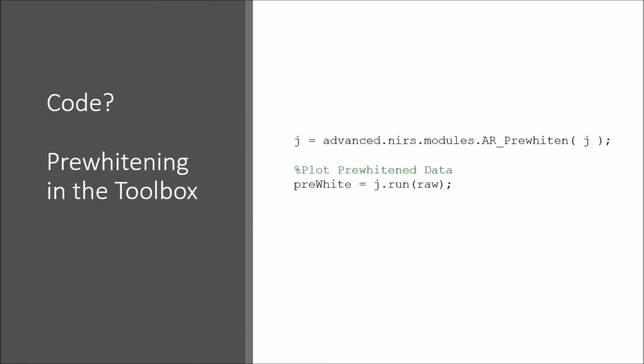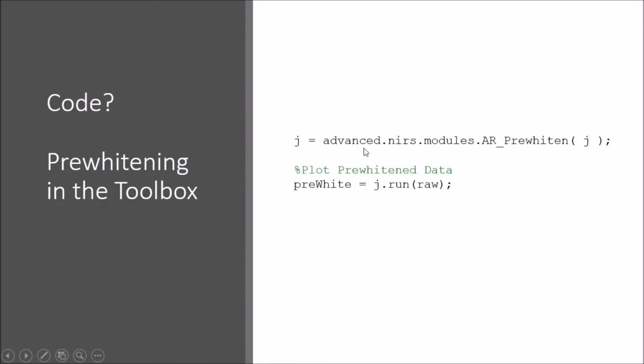The code itself in the toolbox, so the previous code was actually just to show the actual information, but to actually implement it in the toolbox, you would run this code here. Basically, you take whatever pipeline you have. If you don't have a pipeline, the J over here would be an empty value, but here we've implemented it, and we've saved the output as the J variable again.